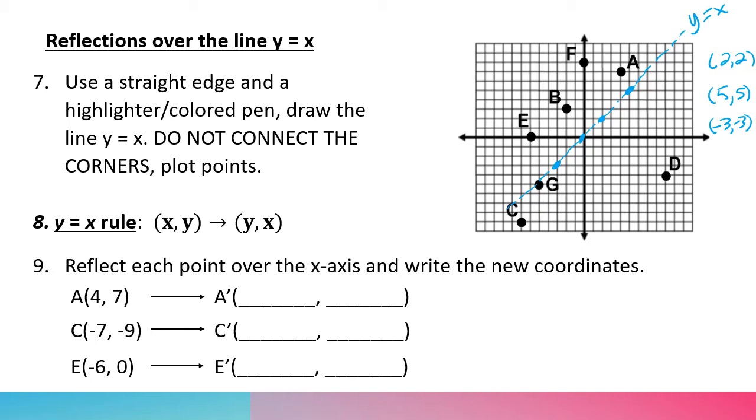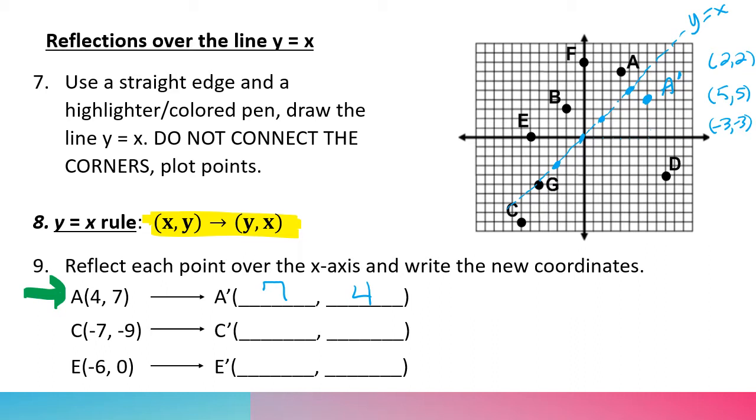So at this point, I'm going to go ahead and tell you what the rule is for y equals x. The rule for y equals x is the point (x, y) becomes the point (y, x). So essentially, the x and the y just switch locations. If we think about this visually and analytically, and we look down here at point A, I have the point 4, 7, and it's going to become the point 7, 4. So if I graph point A, I'm going to go over 7 and up 4, and I have the point A prime.